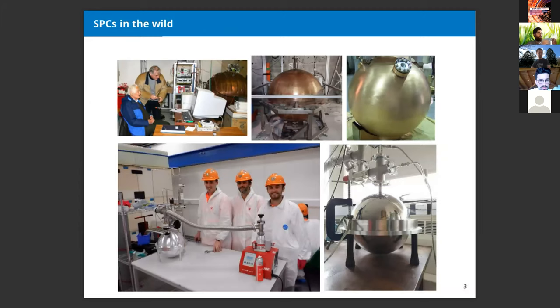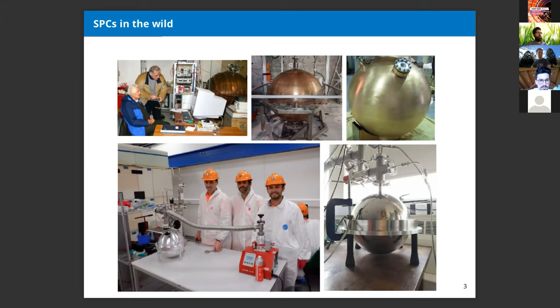To put a picture in your mind of what these detectors look like, these aren't cathedral-sized detectors like we see at the LHC. These tend to be much, much smaller. They're metallic spheres. The one in the top left might be familiar to some of you. This is a former LEP RF cavity which is repurposed. This was the prototype SPC.